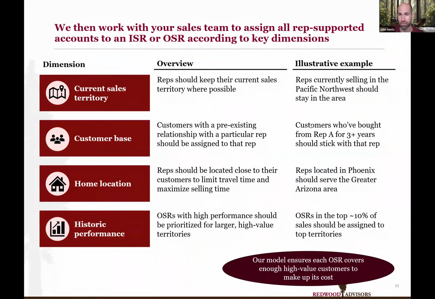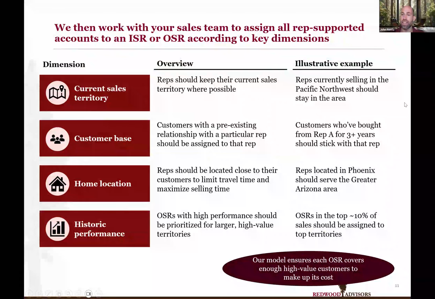After you've done all of that, you've got to figure out, okay, who gets what customer? How do we actually assign individual customers? So there's a bunch of dimensions to take into consideration there. Current sales territories, current customer base, who has the overlap with customers in this territory, where is the rep located? We obviously want to minimize windshield time and travel time if it's not value add, and then historic performance. So we want reps that have demonstrated higher performance. We want them in our higher priority areas. And so that's another dimension that we would take into consideration.